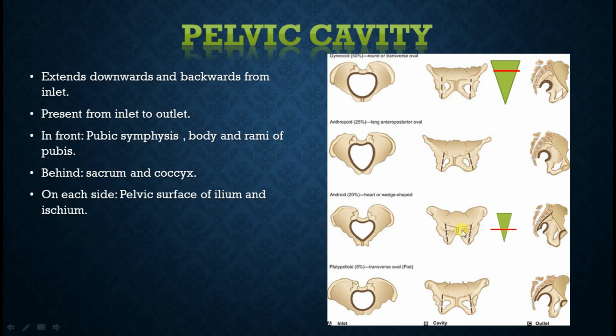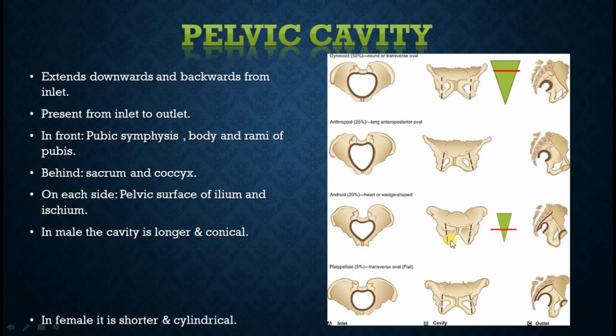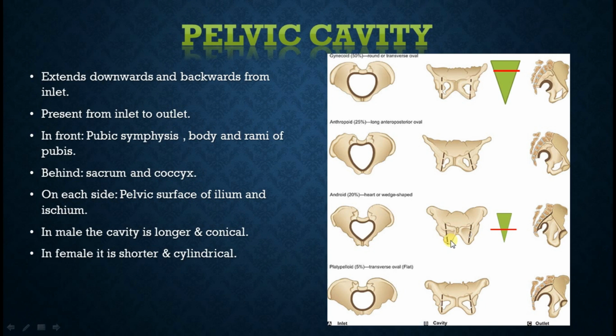Whereas in case of males, it is actually conical. If you look at the outlet, the diameter is actually less than the inlet diameter, and it represents the long section of a short cone. You take a short cone and you make a long section. So if you take a very long section, you get a conical shape in case of the males. The cavity is longer and conical in case of males. In case of females, it is cylindrical. So these two differences between male and female pelvis you should know with respect to the cavity.